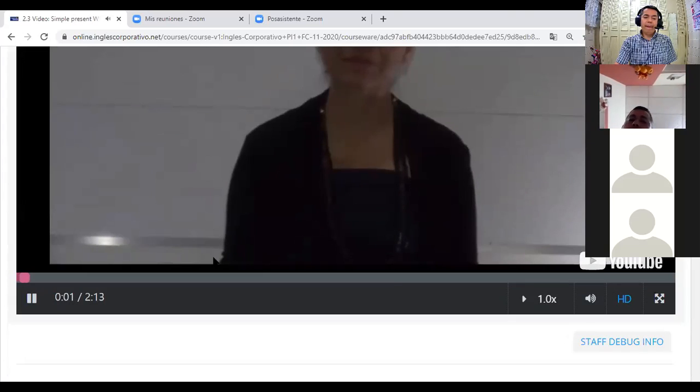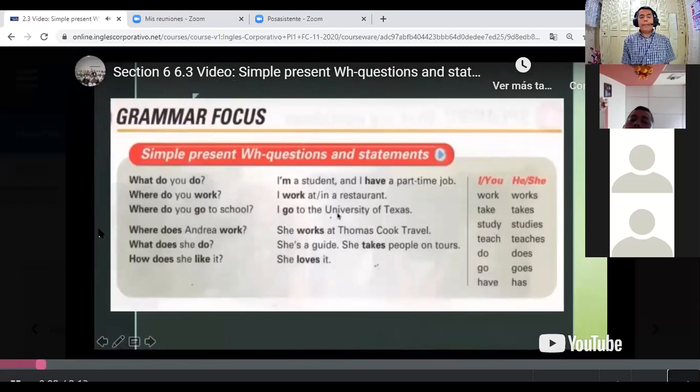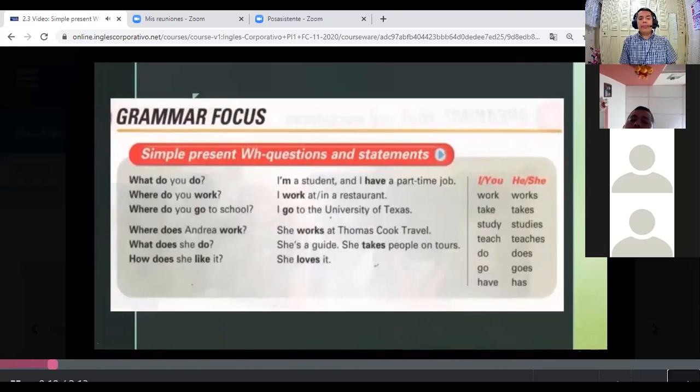By the end of this lesson, participants will be able to understand and use simple present. Simple present WH questions and statements. What do you do? I'm a student, and I have a part-time job. Where do you work? I work at a restaurant. Where do you go to school? I go to the University of Texas.